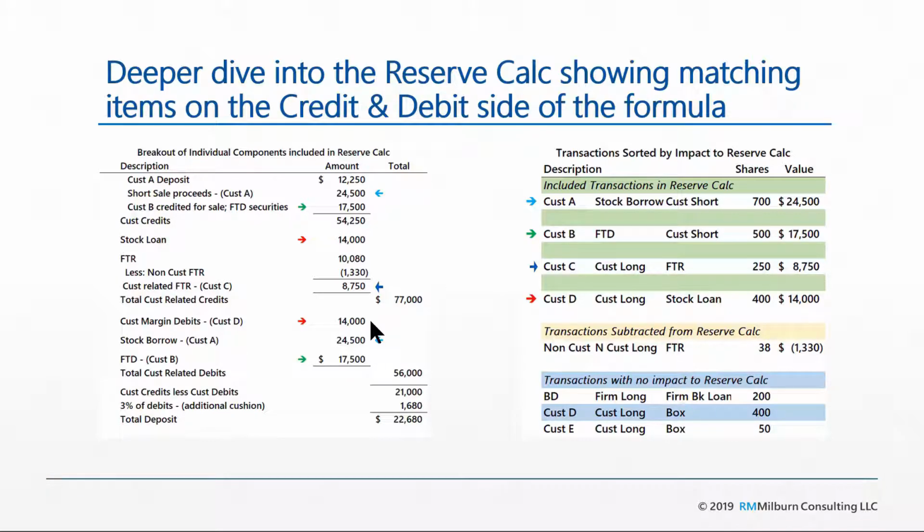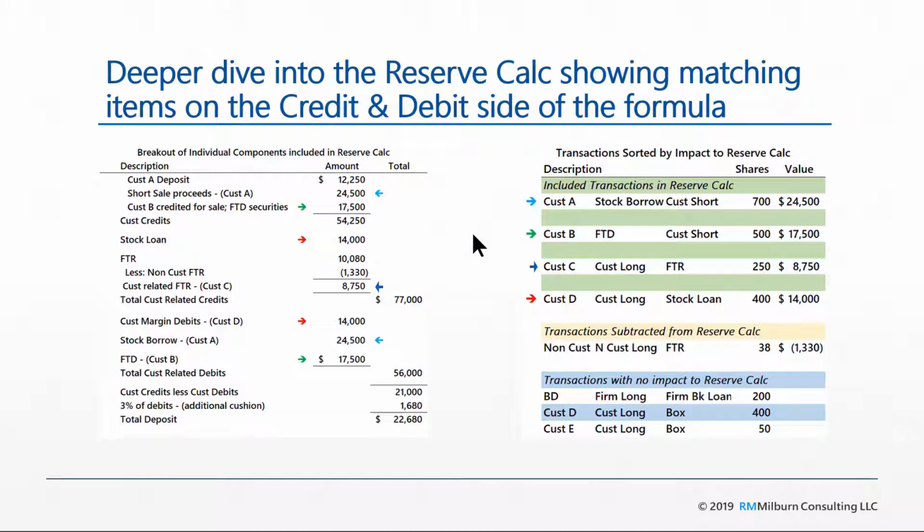and that is related to the customer margin debits, customer D. If you recall, customer D had purchased 800 shares, put down 50%, and then loaned out 400 shares for a stock loan. And you can see here with these red arrows, this amount matches. Stock borrow, customer A had to make a delivery for a short sale, and you have to borrow the shares. So those amounts will match off. And then finally here is the failed to deliver, $17,500, and there it is again.